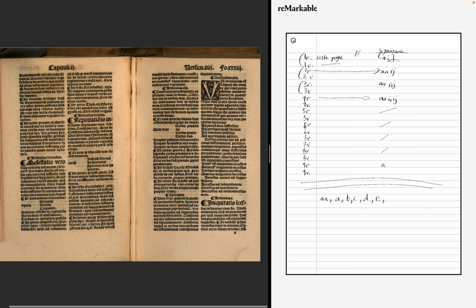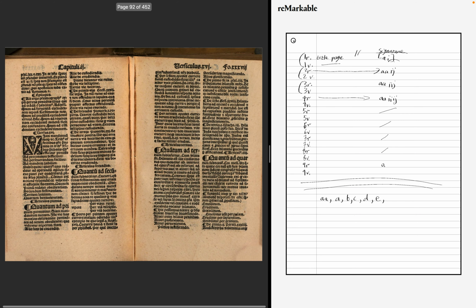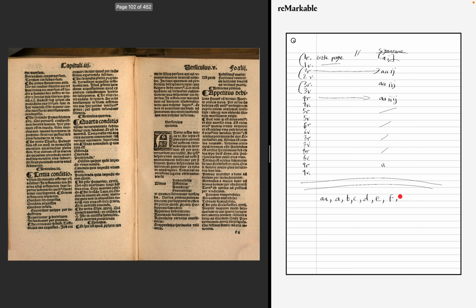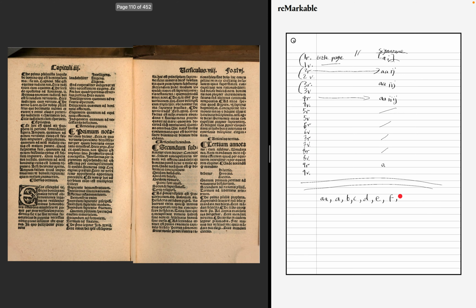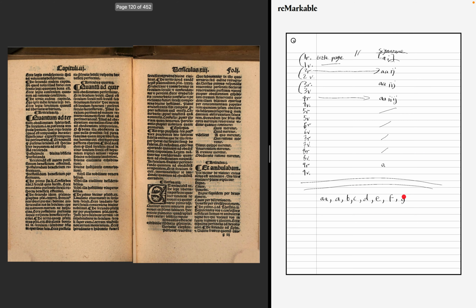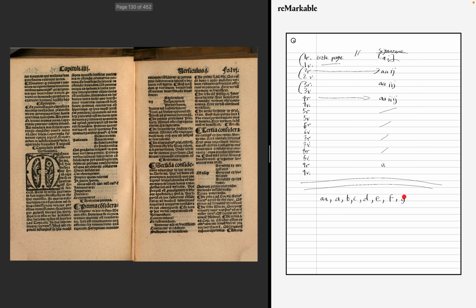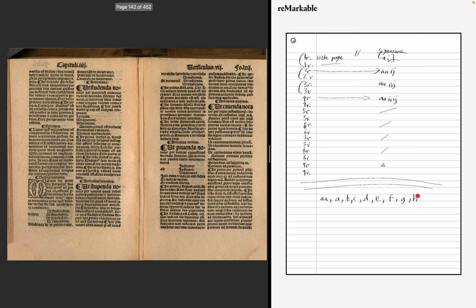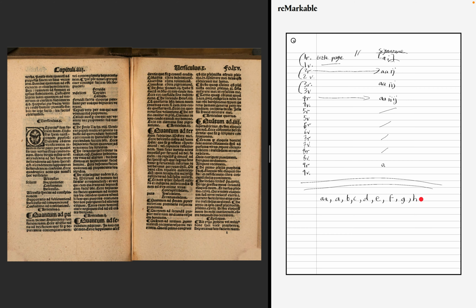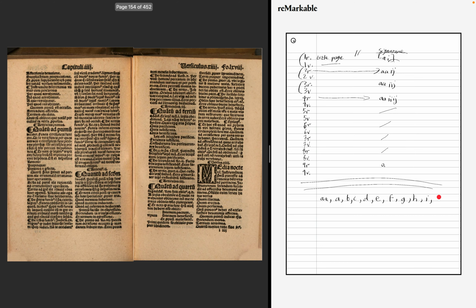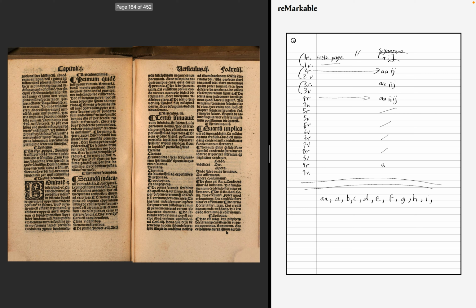So we have E, E2, E3, E4, E5, E6, E7, 8, and F. F2, F3, 4, 5, 6, 7, F8, and G. G1, G2, G3, G4, G5, G6, G7, G8, and H. H1, H2, H3, H4, H5, H6, H7, H8, and I. Sorry, my alphabet. I2, I3, I4, I5, I6, I7, I8, I9 is K.